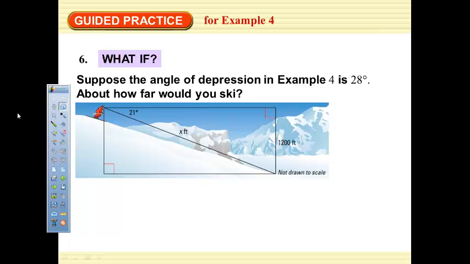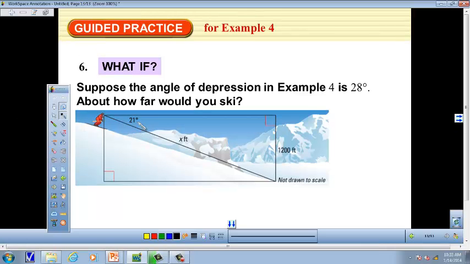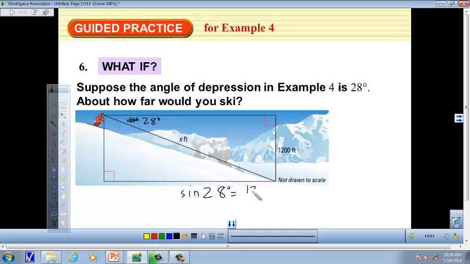So here's another problem. Same problem, but let's say this was 28 degrees instead. Well, let's see how that changes things. Pretty much everything's going to be the same except this is sine 28 now. You think it's going to be longer or shorter? Think about it, and we'll find out.